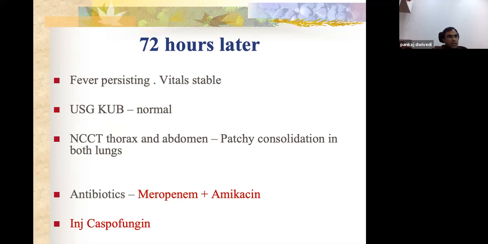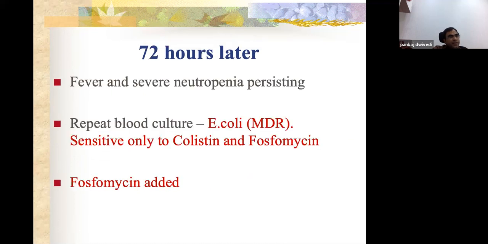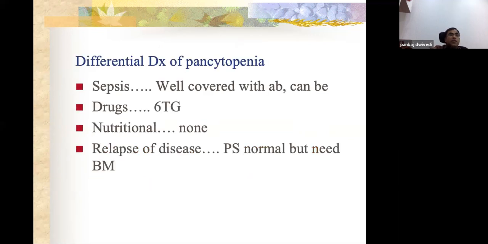We continued with our antibiotic, meropenem, because prophylactic caspofungin will be added. 72 hours later, this MDR is persisting, and that is sensitive only to colistin and fosfomycin. We added fosfomycin. Now, at this time point, what is the differential diagnosis of pancytopenia?